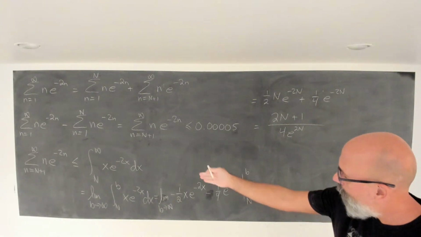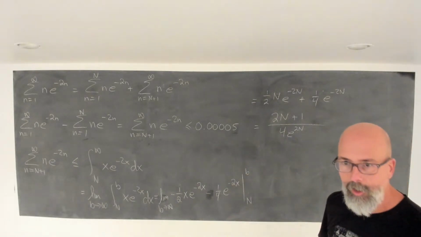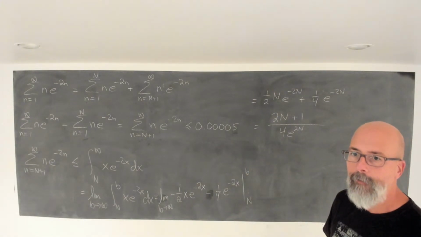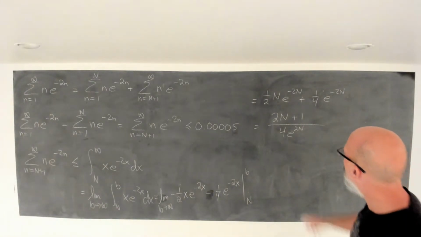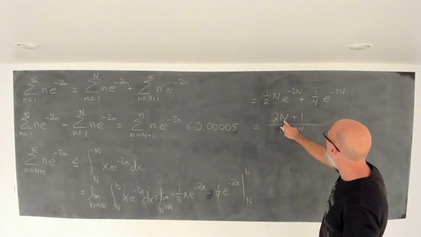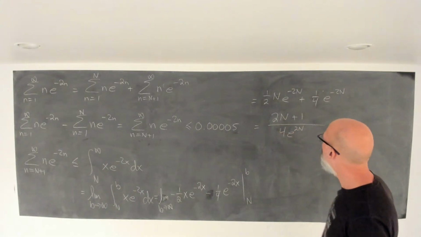Right. Where did b come from? It's an improper integral because of the infinity. I'm replacing infinity with b. I think in this case we have an n, right?